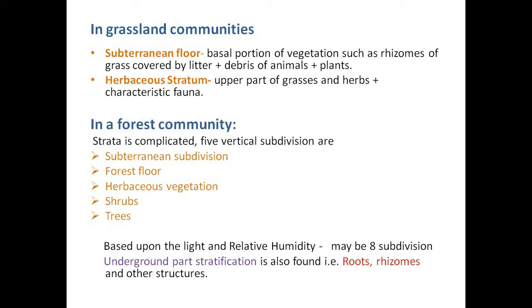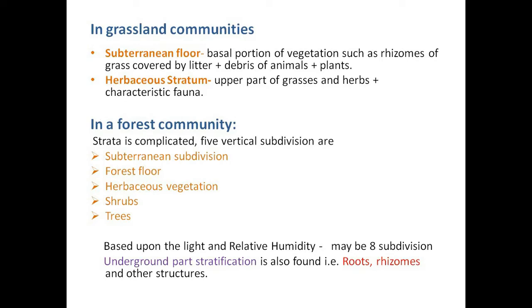So in grassland communities, subterranean floor and herbaceous stratum, only two zones are found. In the subterranean floor, the basal portion of vegetation such as rhizomes of grass, covered by litter and debris of animals and plants, is found there. But in the herbaceous stratum, some herbs and grasses are found.